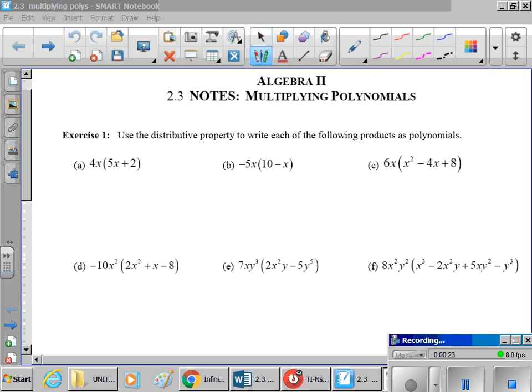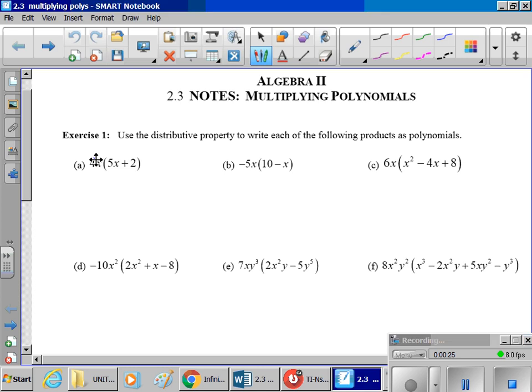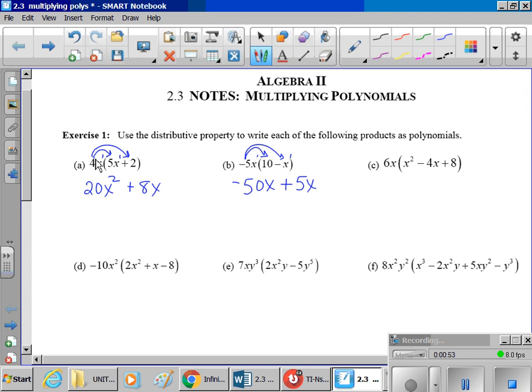So, we're going to do some multiplying here. We're going to distribute the 4x to the 5x plus 2, and we're going to get 20x squared plus 8x. I'm going to remind you that we have ones hiding here, and if that helps you stay organized and stay focused, make sure you put them in. So distribute these, you get negative 50x plus 5x squared.